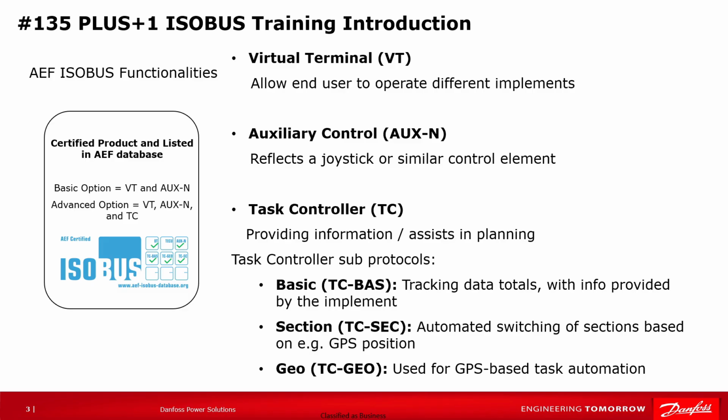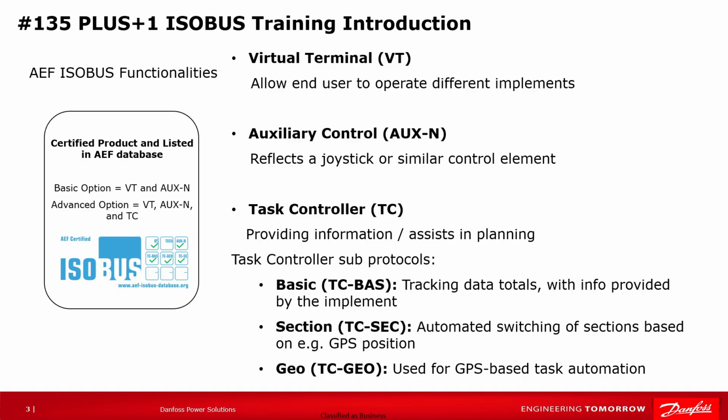Task Controller, TC. The Task Controller is a software application that records and provides operational information and supports planning. It receives operator input via an interface and is used to plan tasks for the device and execute them via control functions. In particular, it enables automated and therefore more precise control of the device, a key factor in precision farming, for example. The Task Controller consists of three subprotocols, which are all supported in the PLUS+1 Guide software package for ISOBUS.